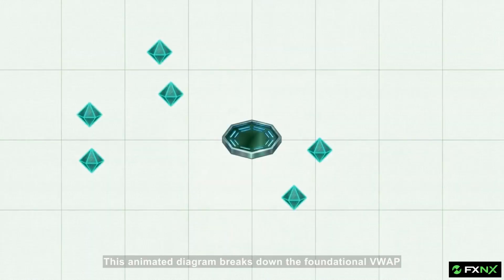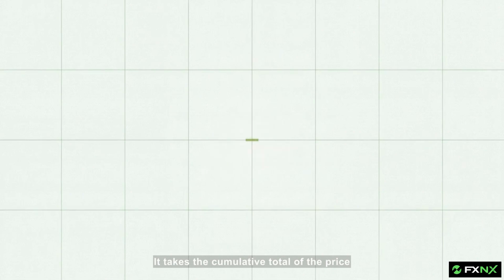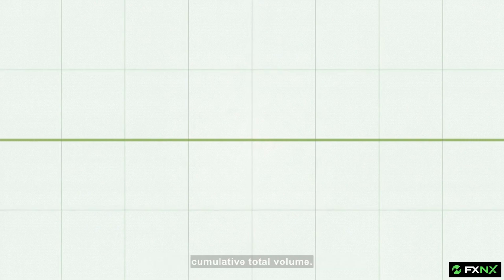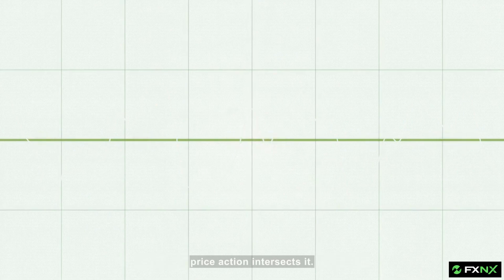This animated diagram breaks down the foundational VWAP formula. It takes the cumulative total of the price multiplied by volume and divides that by the cumulative total volume. This calculation outputs a stable baseline of volume-weighted value. Notice how it remains resilient even as chaotic price action intersects it.